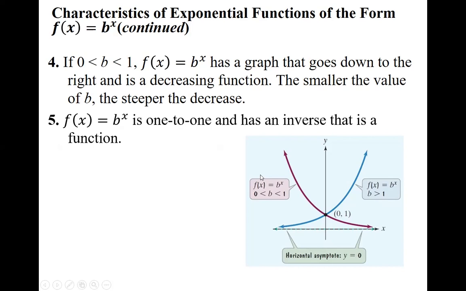We say that f of x equals b to the x is a one-to-one function and has an inverse that is a function. And we can see it passes the horizontal line test. The blue graph does, and so does the fuchsia, magenta, purple graph. Remember, functions that pass the horizontal line test have inverses.